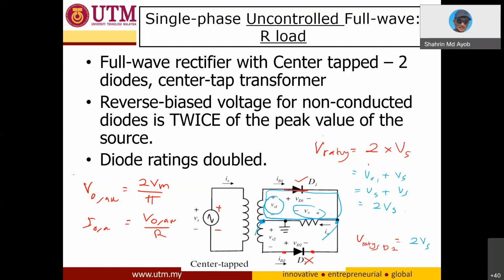Usually the center tap ratio is 1 over 2, and then you split into 2. So that's why it's actually still Vs. So this one is 100 volt, and this one is also 100 volt, because it's split into 2, even though it is 1 over 2. So meaning that if your V input is 100 volt, your V rating of the diode should be 100 plus 100, so 200 volt.